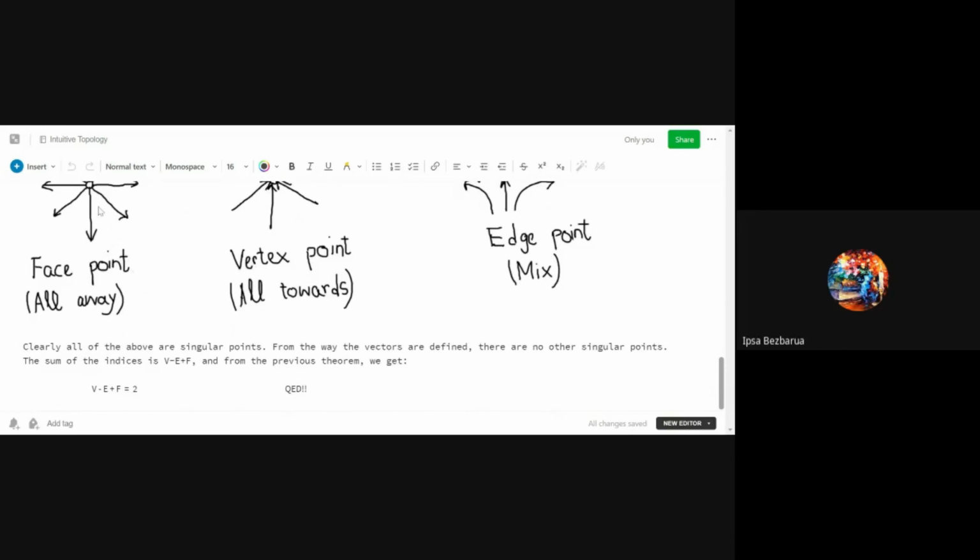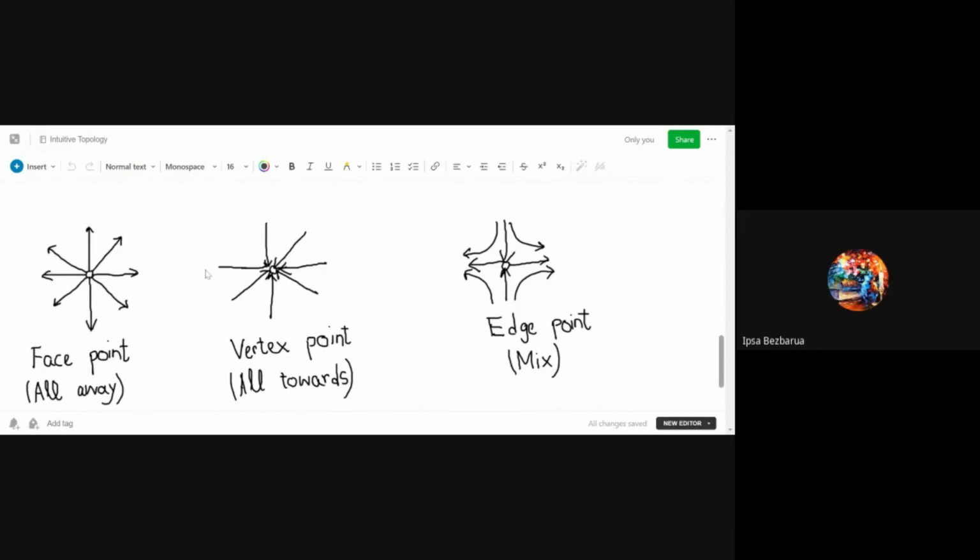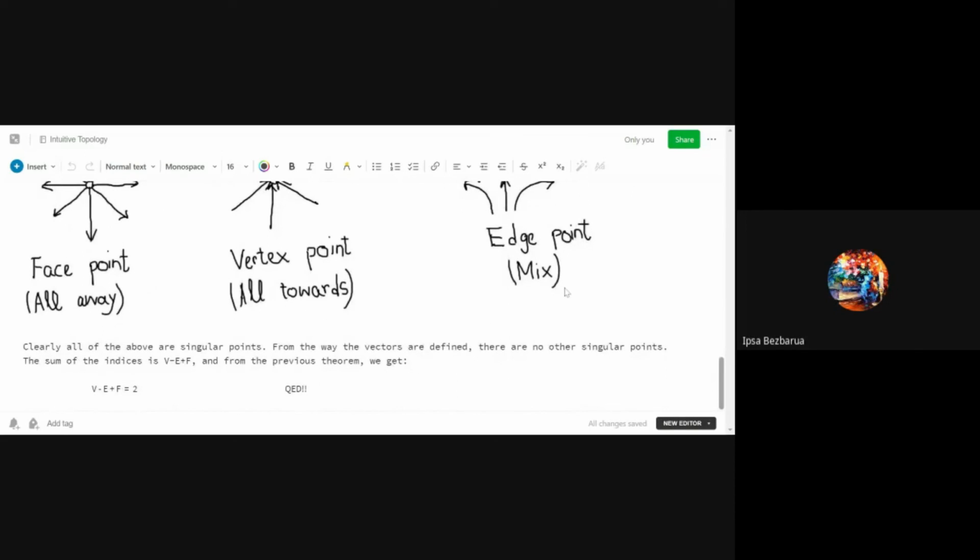So there are f number of face points, and the index corresponding to the face points is going to be +f. There are v vertices, hence the index corresponding to the vertex points is going to be +v. And there are e edge points, so the index corresponding to the edge points is going to be -e.